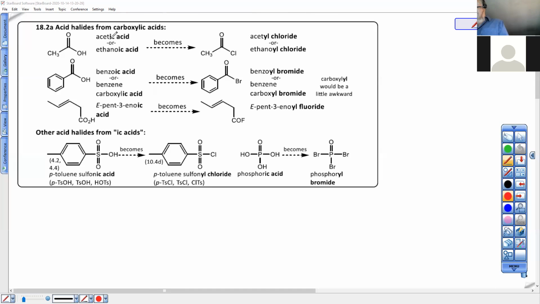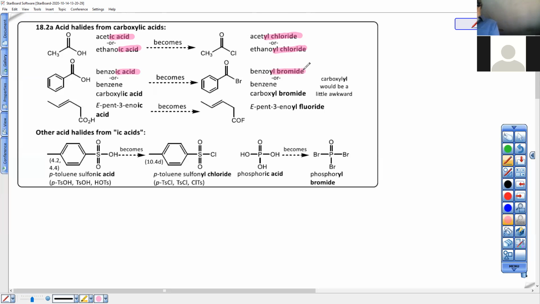You lose the ic acid, so that will be gone, replaced with yl chloride in this case, yl halide in generic case. That even works with ethanoic acid. You lose the ic acid and you keep the O and you get ethanoyl chloride. Sounds awkward, but it follows the exact same pattern. Benzoic acid, when it has a halide there instead, becomes benzoyl bromide.